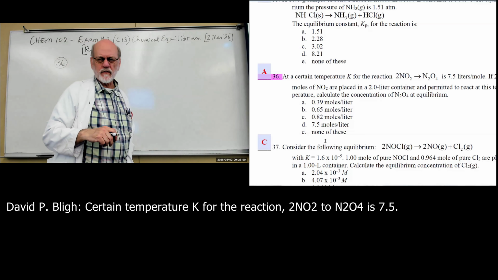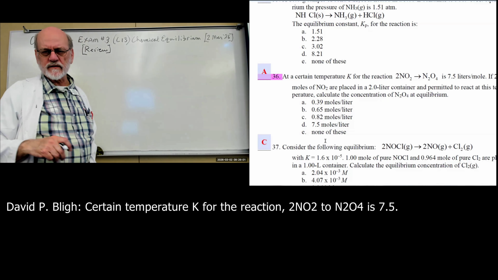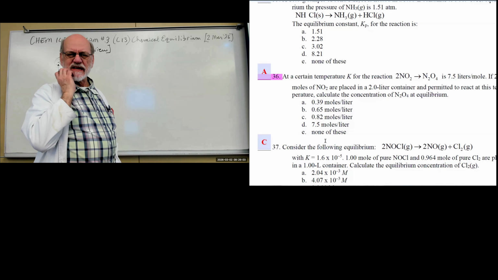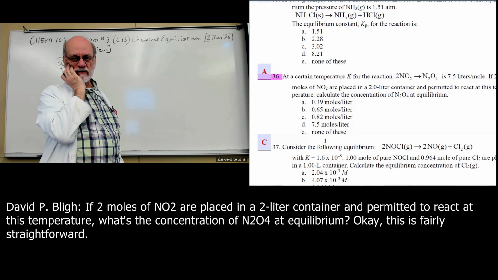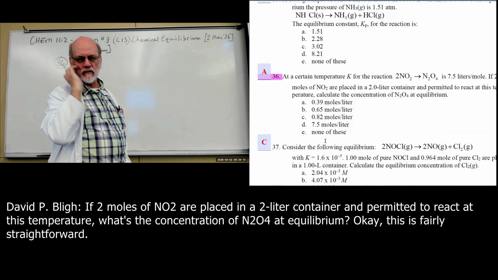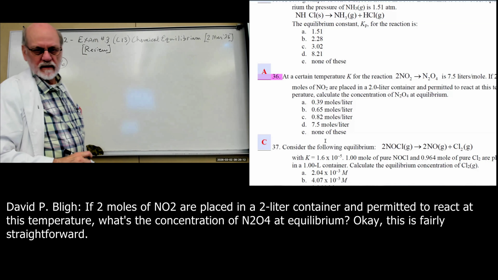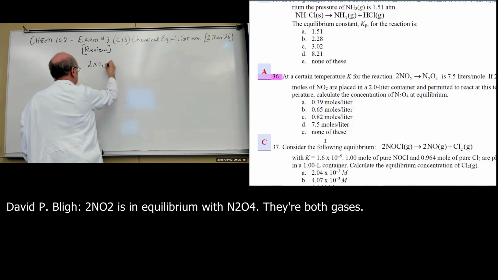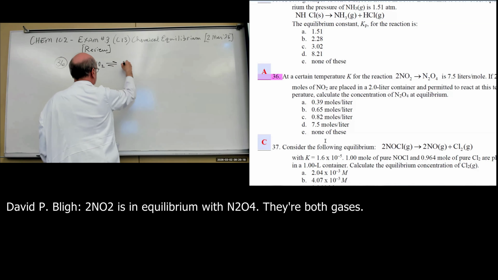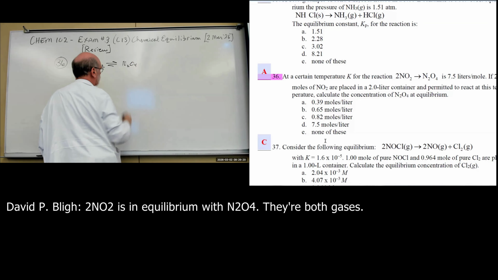Certain temperature, K for the reaction 2NO2 to N2O4 is 7.5. If 2 moles of NO2 are placed in a 2-liter container and permitted to react at this temperature, what's the concentration of N2O4 at equilibrium? Okay, this is fairly straightforward. 2NO2 is in equilibrium with N2O4. They're both gases.